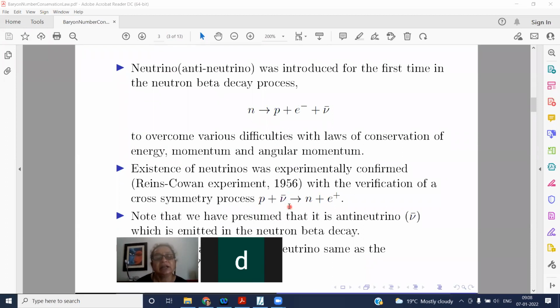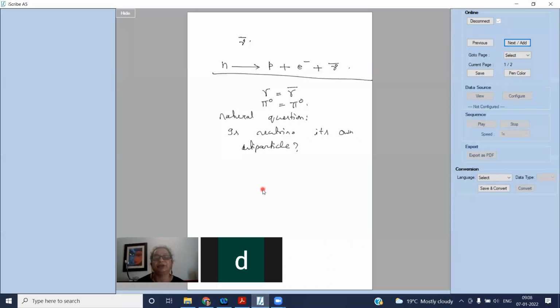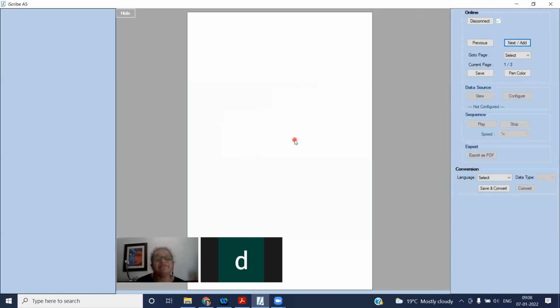We don't know that. So we have presumed that it is an antineutrino which is emitted in the neutron beta decay. Let me repeat it for you. My emphasis here is to say, we have said that a neutron decays into a proton, a beta particle, plus an antineutrino. That is our assumption. Neutron decays into a proton plus an electron plus an antineutrino.